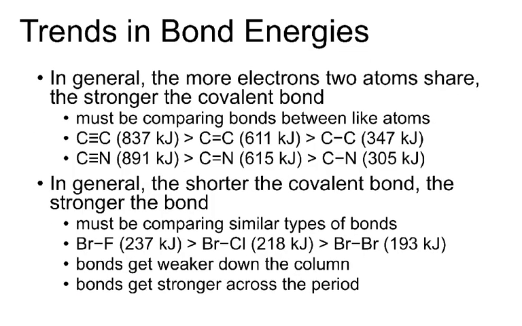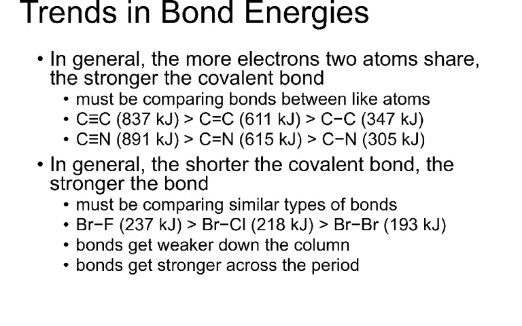Now, there are some trends in bond energies. Typically, the more electrons two atoms share, the stronger the bond. And the way you have to compare bonds is between like atoms. So a carbon-carbon triple bond has more energy than a carbon-carbon double bond, which has more energy than a carbon-carbon single bond. And that also follows the trend of the shorter the covalent bond, the stronger the bond. And again, we have to compare similar types. So carbon-carbon triple bonds are shorter than double bonds, which are shorter than single bonds.